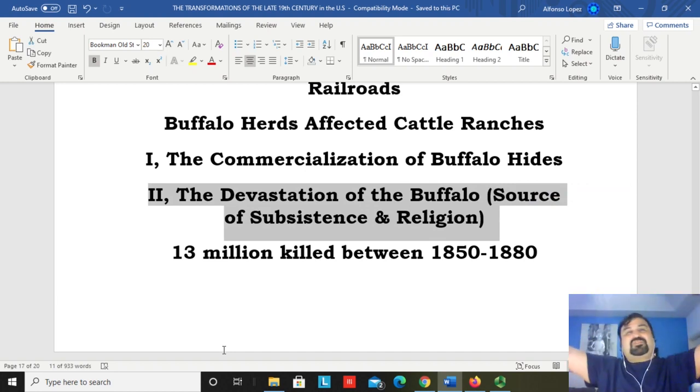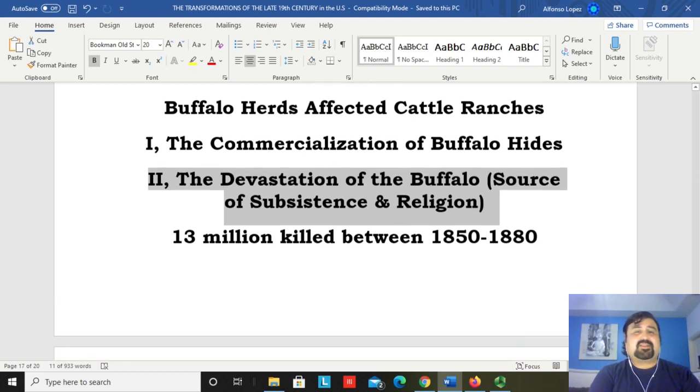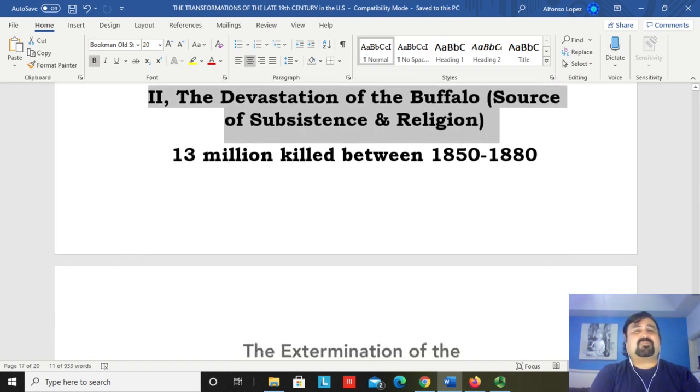There were thousands of hunters moving to the Wild West for the sole purpose of hunting the buffalo, removing the hide, leaving the carcass to rot, and selling the hide to merchants who had meeting stations where they received the hides and paid the hunters for them. That led to the devastation of the buffalo, which was the main source of sustenance and subsistence and religion. The whole culture of those Native American societies was based on the buffalo itself.